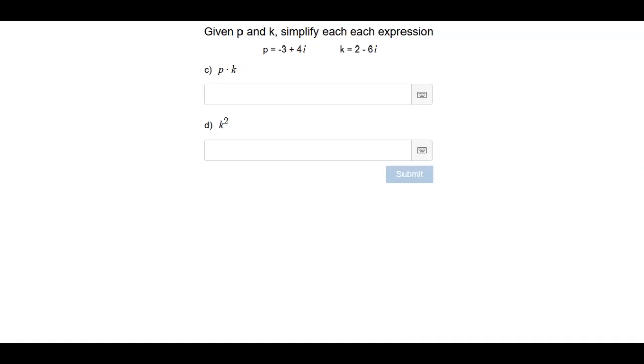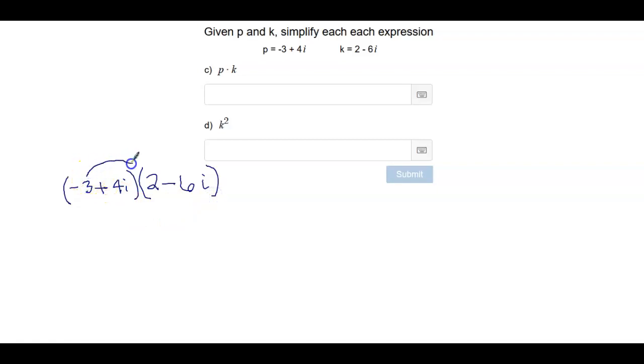So we still have the same P and K, but we're going to be simplifying them a little bit differently this time. So for the first one, we're taking P times K. So we have P is -3 plus 4i, and we're going to multiply that times 2 minus 6i.